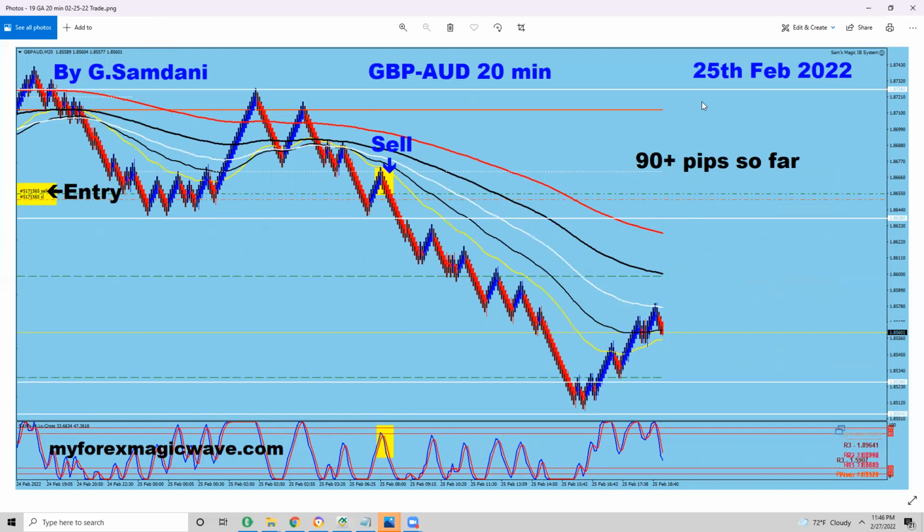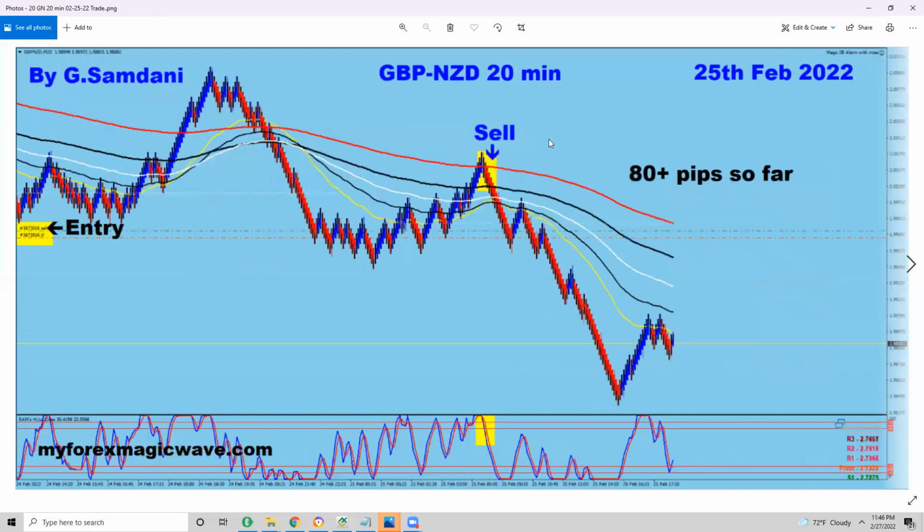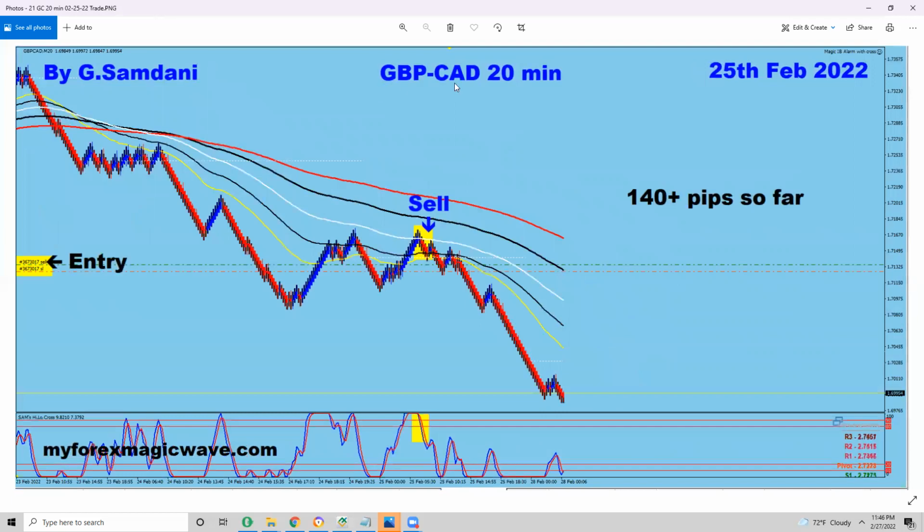So pound Aussie here on the 25th for 90 pip. And here pound Kiwi on the 25th for 80 pip, right? Beautiful trade by the book again. And then this one, pound CAD, you can see how beautiful it is, right? This was the entry here, and then it went up and knocked my SL out, and after that, boom, this is the entry, right?